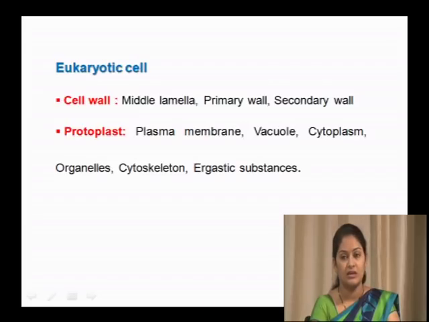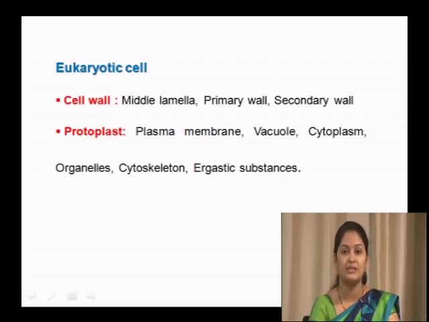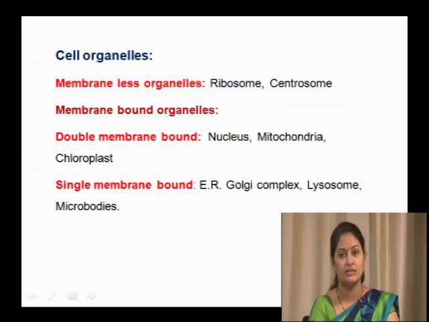Organelles we will discuss in detail, but cytoskeleton is the structural framework made up of proteins or microfilaments which provides stability to the cell, and it helps in cytoplasmic streaming or sometimes even in the process of cell division. Next come the ergastic substances. Ergastic substances are non-living inclusions found only in plant cells, which include starch granules or mineral crystals. Now let us discuss in detail the organelles.